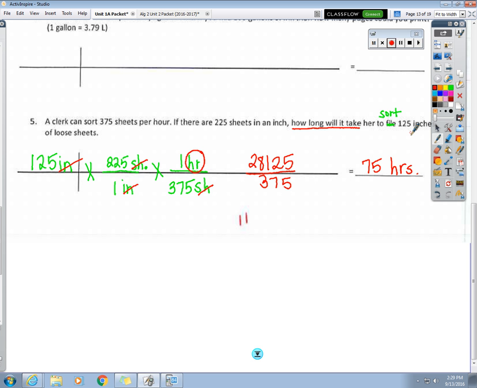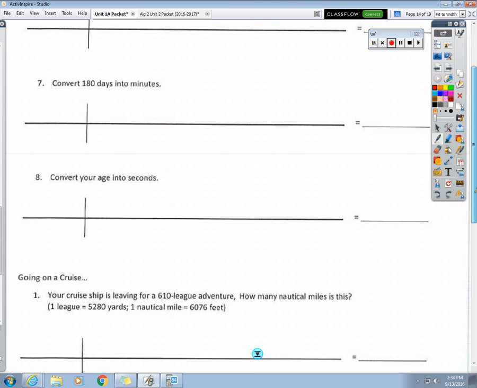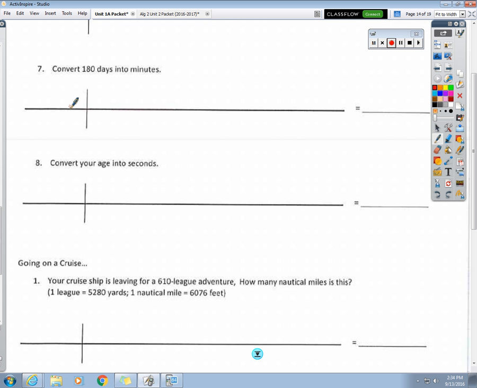Okay, now flip to the next page. Now I want you to take a minute and try 7 and 8 by yourself. Convert 180 days to minutes. So what do we start our chain with, Caitlin? Wait, for number 7? Yeah. I don't know that one. 180 days. Okay, 180 days.